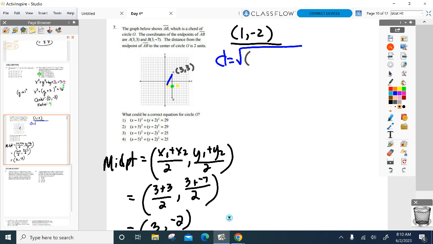I was hoping he did distance. So I got (1 - 3) squared plus, changing the y's now, make sure you're using (1, -2) and (3, 3). From the center to point A, or you could also do point B. We're going to get the same distance. And then (-2 - 3) squared. Go ahead, calculate it. I don't want to do the work for you.